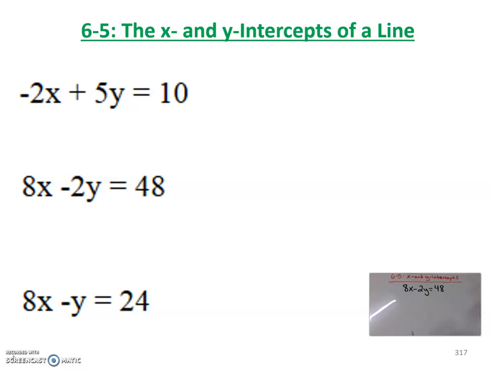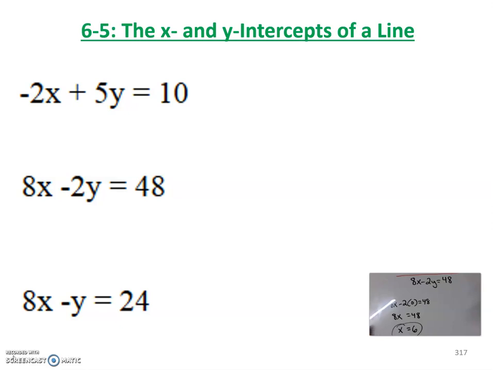So again, if I'm looking for my x-intercept, the first method is to use substitution. If I'm looking for x, I would substitute 0 for y. So when I rewrite my equation, it would look like this. Again, I'm substituting 0 in place of y. Then I would just solve. I have 8x, -2 times 0 just gives me 0, so I'm left with 8x equals 48. Divide both sides by 8, and that gives me x equals 6. So my x-intercept is 6.